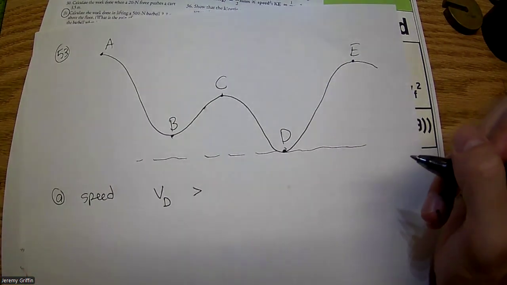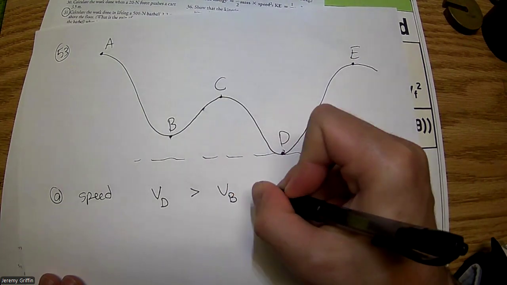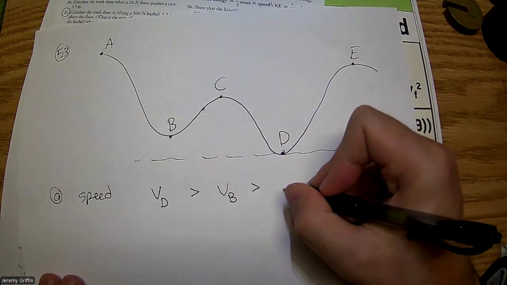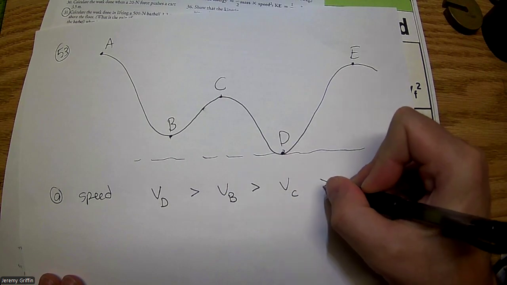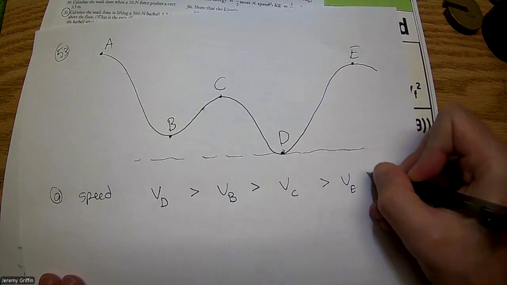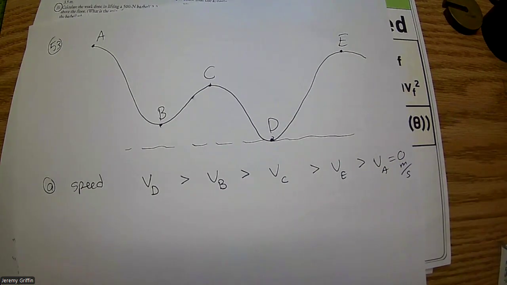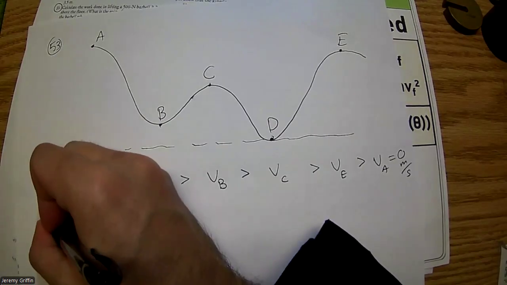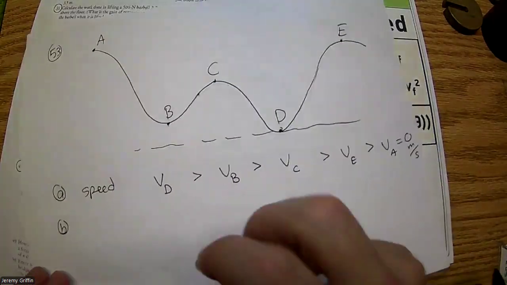What would be the next fastest speed? B. What's the next fastest? C. Yeah, C. And then E. And then A, where the speed is equal to 0, by the way, because it starts from rest. Question B was kinetic energy.